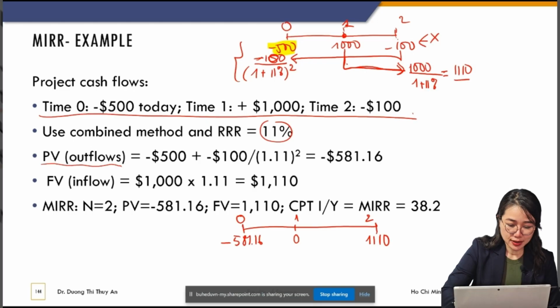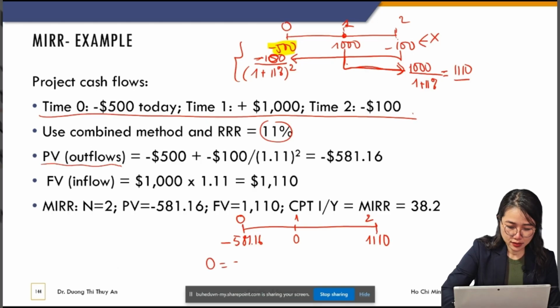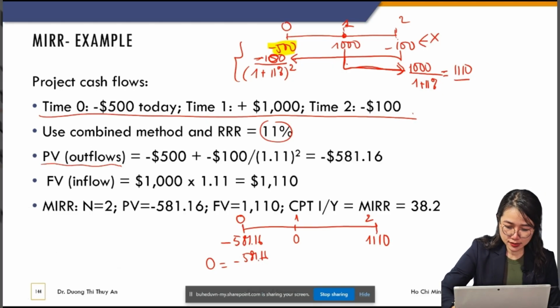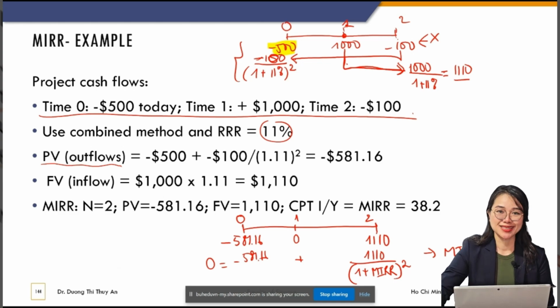And now we just find the MIRR as normal. Okay, I write down the formula to find the MIRR. Here, this one is already at 0, and plus 110 here, divided by 1 plus MIRR, to the power of 2. Yeah, we solve the equation for MIRR and we get 38.2%.